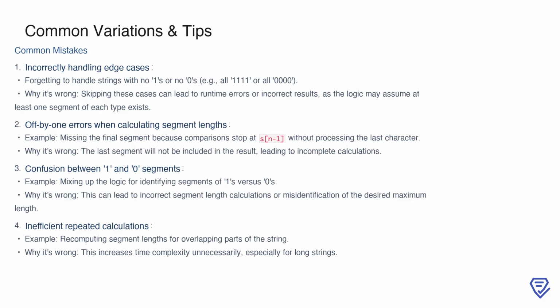Another mistake is off-by-one errors, such as skipping the final segment because the loop stops before processing the last character in the string. This would leave out important calculations. There's also the risk of confusing the logic for identifying segments of ones and zeros, which can lead to miscalculations of segment lengths and ultimately incorrect results. Lastly, be mindful of inefficient repeated calculations, like recomputing segment lengths for overlapping parts of the string. This unnecessarily increases the time complexity, especially for long strings, and can be avoided with better optimization.